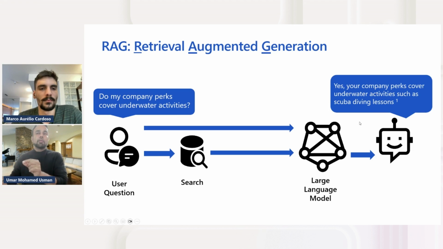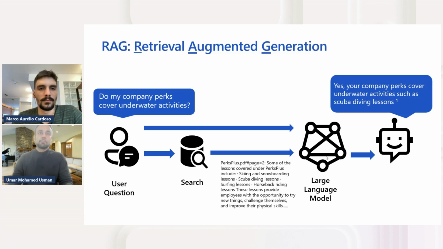This is temporarily you're giving it, right? Then the large language model will go ahead and say, yep, your company covers underwater activities. This is that high level, this is the RAG. It's simple, right? Before you ask the question to the large language model, you collect the knowledge and give it, and let it answer based on the knowledge you're providing it. Okay.